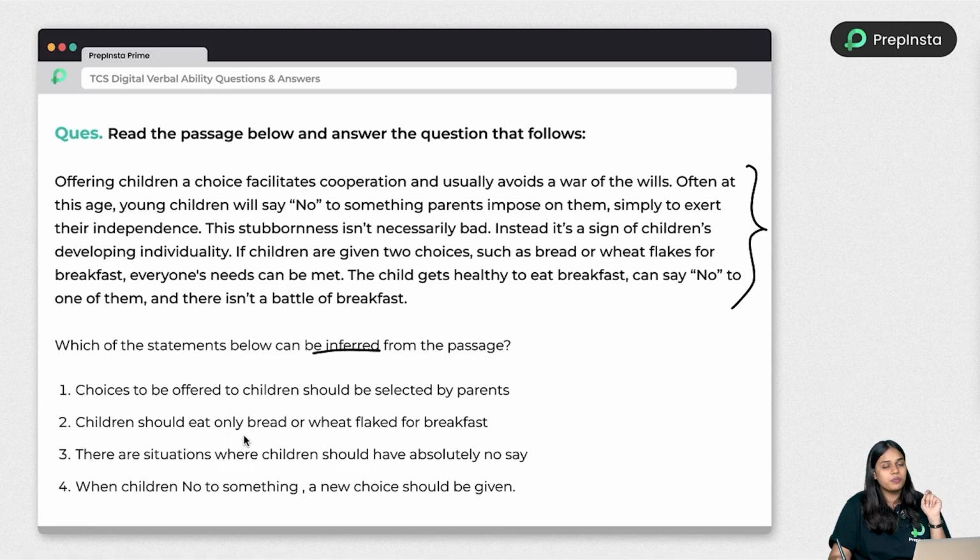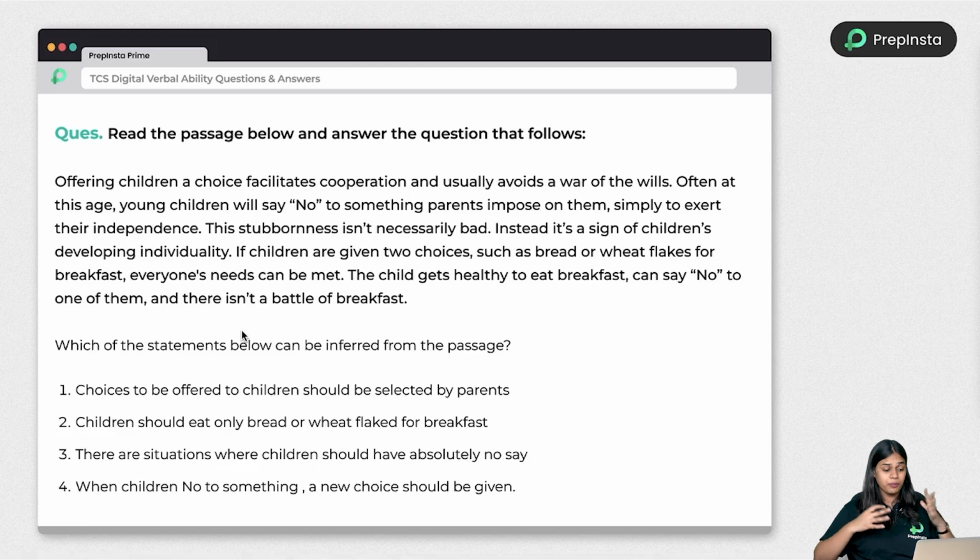Children should eat only bread or wheat flakes for breakfast. There are situations where children should have absolutely no say. When children say no to something, a new choice should be given. Alright? Okay. Let's take a deep breath and understand the passage.